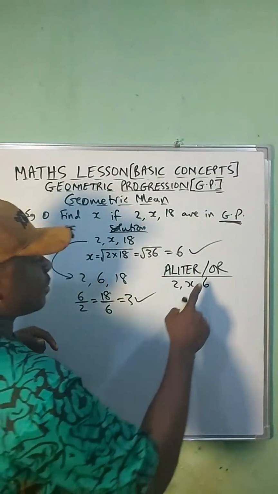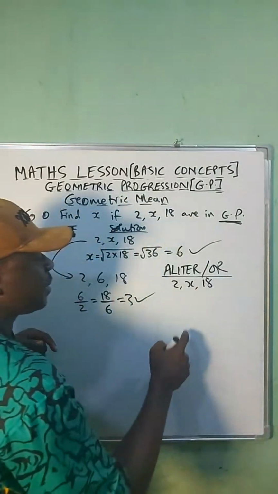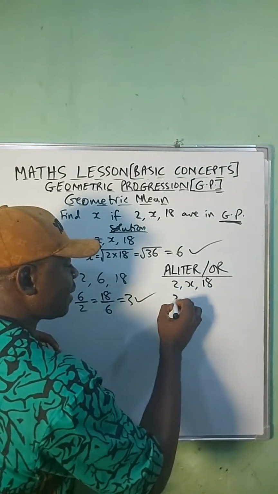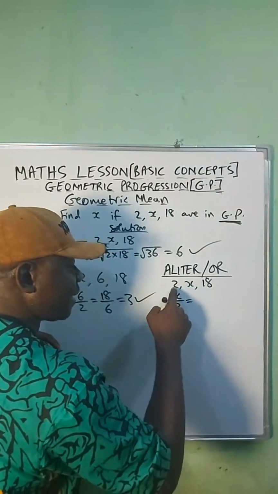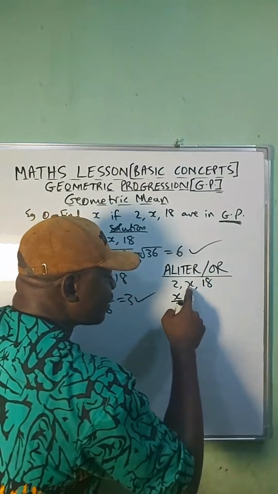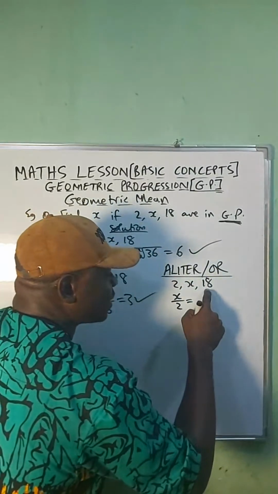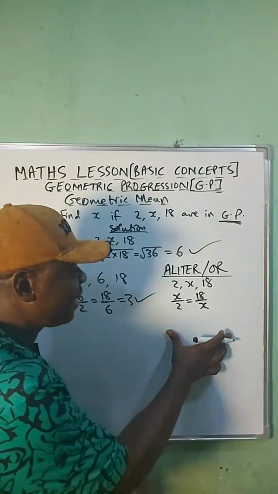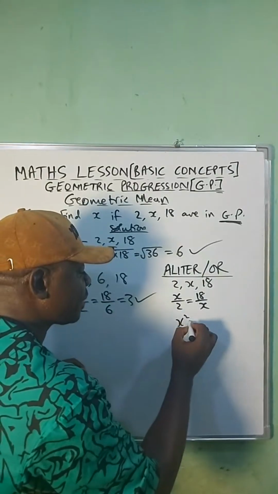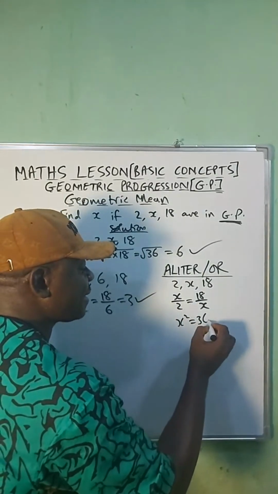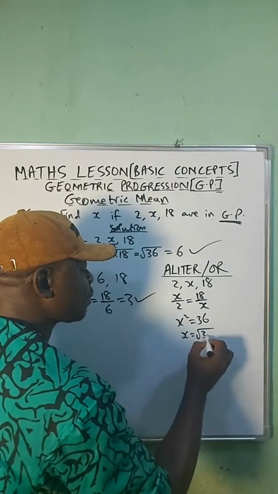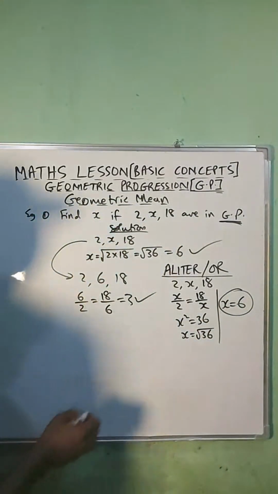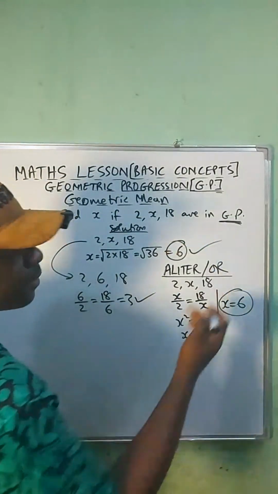2, x, 18. This divided by this will be the same as this divided by this. So x over 2, the second divided by the first, will be the same as the third divided by the second, 18 over x. Then in that case, we can cross multiply. x times x will be x squared. 2 times 18 will be 36. So x will be equal to the square root of 36. So in that case, x will still be equal to 6, which is the same thing.